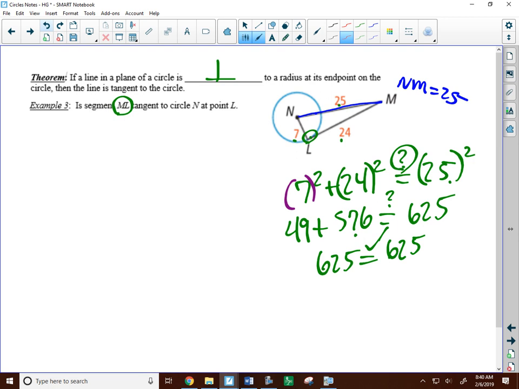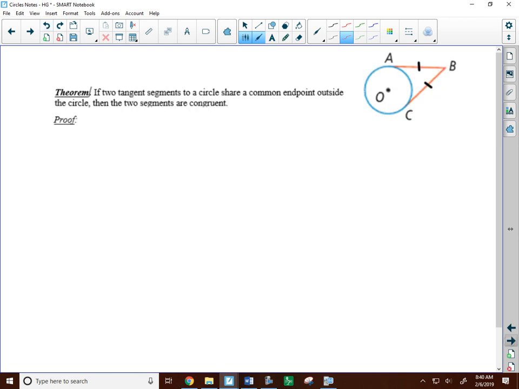Okay, one more theorem. This is a good one. Last theorem: if two tangent segments come from the same exterior point, then the two segments are congruent. So here's an exterior point. If I have two tangent lines coming from that, the red lines AB and CB, and they're both tangent, then they are congruent. You can think of this as the party hat one.